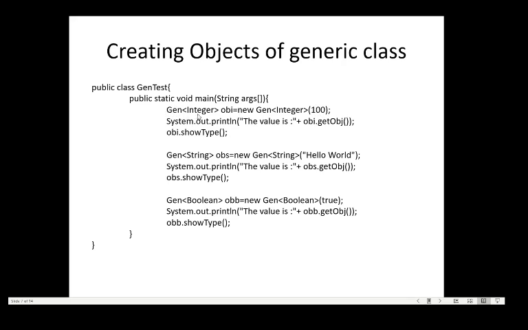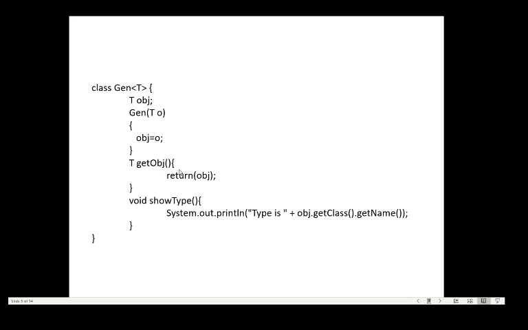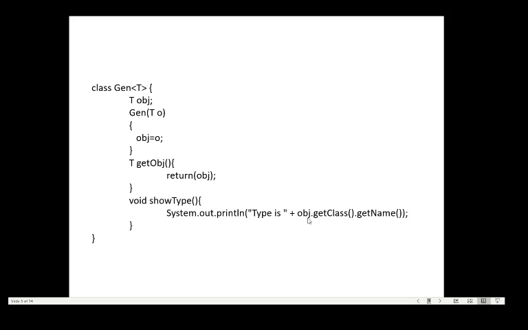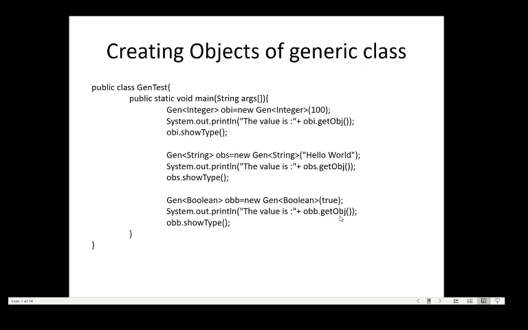This first statement creates an object obi, which is of type Gen<Integer>. Here we are printing the value of obi.getObj. So this was the method getObj. It returns this object of type Integer, so this is displayed here. And then obi.showType is going to show the type of the object. So getName should return Integer.